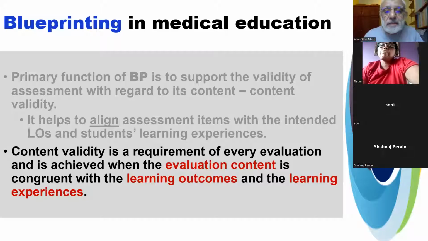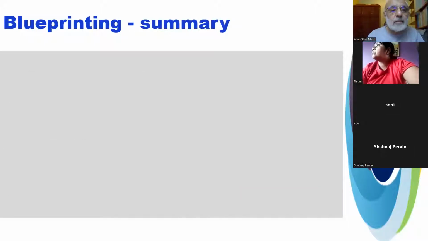Content validity is a requirement of every evaluation and is achieved when the evaluation content is congruent with the learning outcomes and the learning experiences. It means, again, to align the content according to or based on the learning outcomes to the teaching and assessment methods.